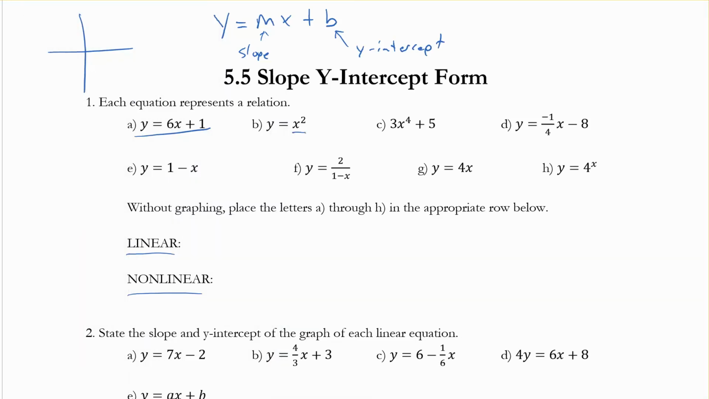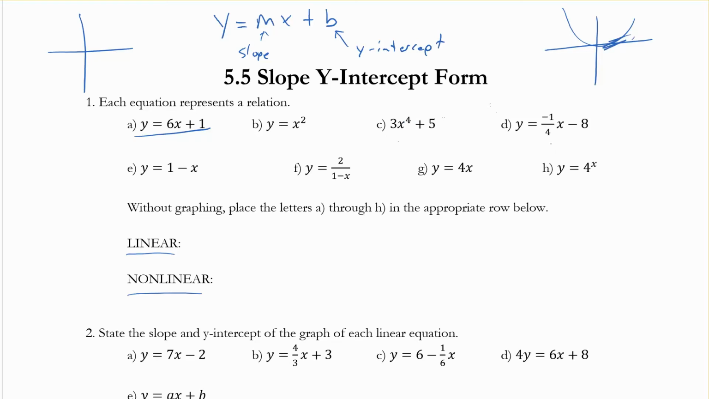Y is equal to x squared. That is not in this formula, right? This formula, y is equal to mx plus b, says nothing about squared. This y is equal to x squared, we'll learn about this in later classes, but that actually looks like this. It's a parabola. Same with this. This doesn't work. X to the 4 would also look like a parabola like we have up here, so that's also not linear.